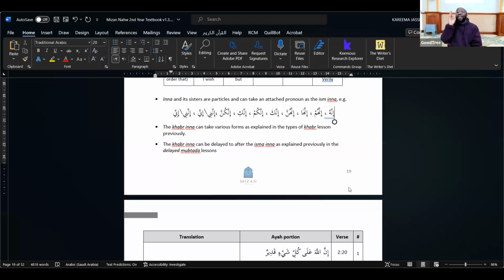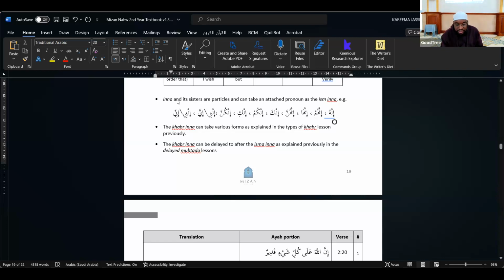Whenever it's attached to inna and its sisters, what will it be? It will be the ism of inna. You get the idea? So now you have a few rules to keep in mind. Whenever a pronoun is attached to an ism, it's mudafun ilayh. Whenever attached to a fi'l, it's maf'oolun bihi. Whenever attached to inna or its sisters, it will be the ism of inna. And if it's the ism of inna, what hal will it be? Nasb. Innahu kabirun, certainly he's big. Innahu alimun, certainly he is all knowing. You understand?